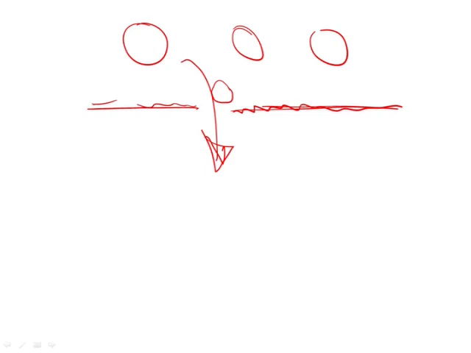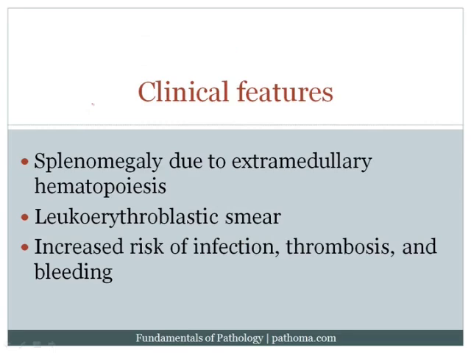Leuko referring to the white cells, erythro referring to the red cells, blastic referring to an increased number of immature cells in the blood. In association with the leukoerythroblastic smear, we would also see nucleated red blood cells. The other finding that's important to note is that these patients will have an increased risk of infection, thrombosis, and bleeding. Now, why would they have an increased risk of infection, thrombosis, and bleeding?